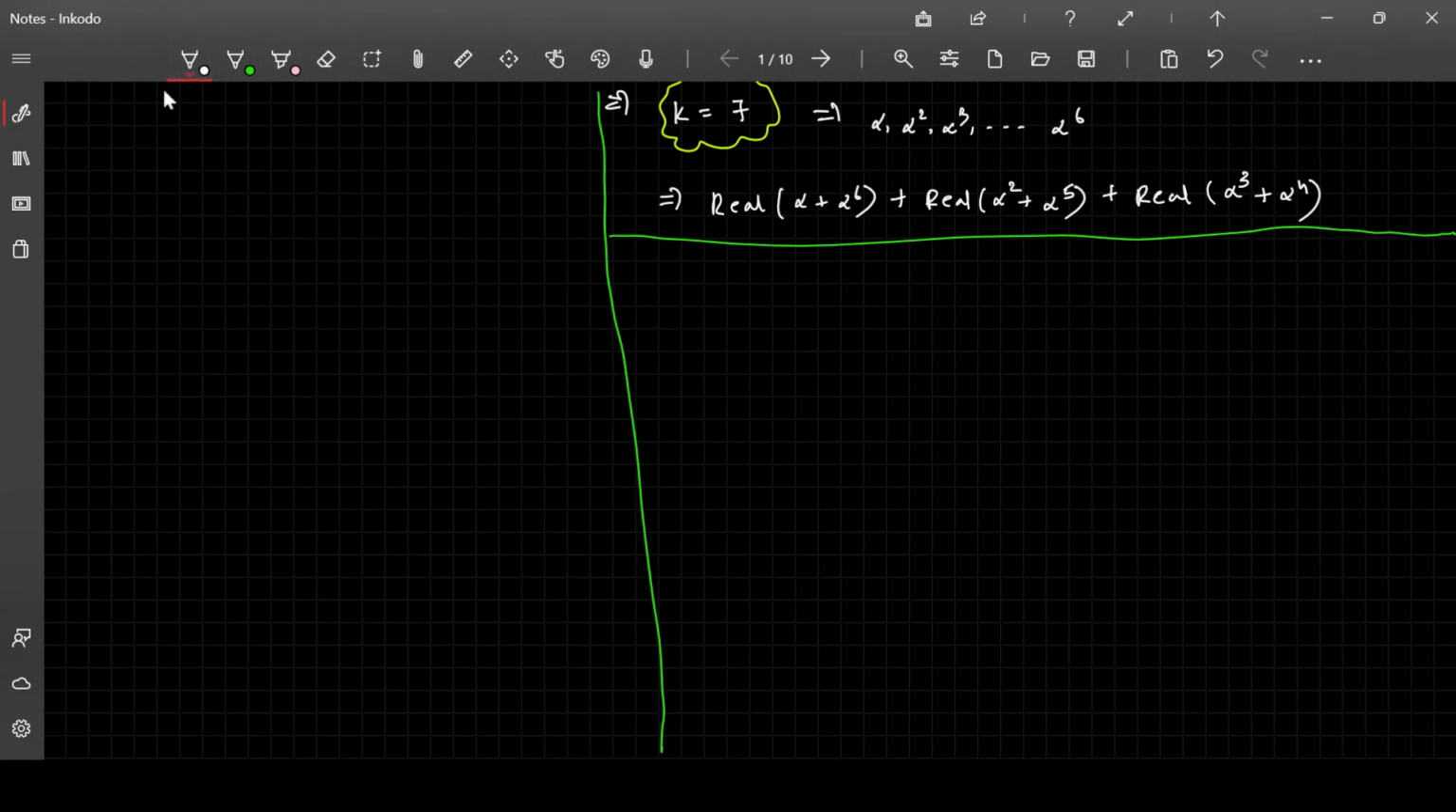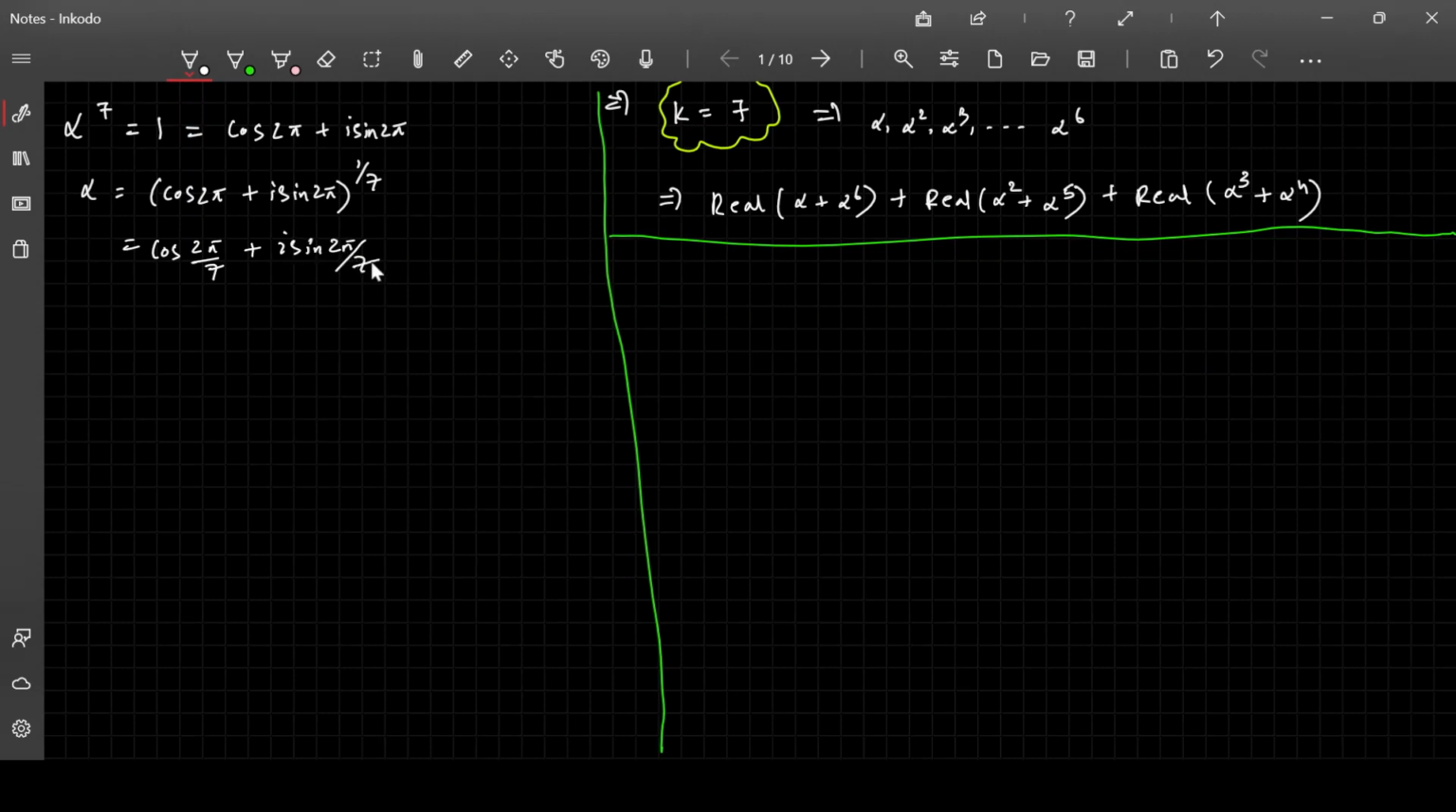That's my basic idea. So alpha, because all these roots are seventh roots of unity, alpha power 7 is equal to 1. And what is 1? Cos 2 pi plus i sine 2 pi. So alpha would be equal to (cos 2 pi plus i sine 2 pi) whole power 1 by 7. So this is cos 2 pi by 7 plus i sine 2 pi by 7, using De Moivre's theorem. So the alpha value is this.